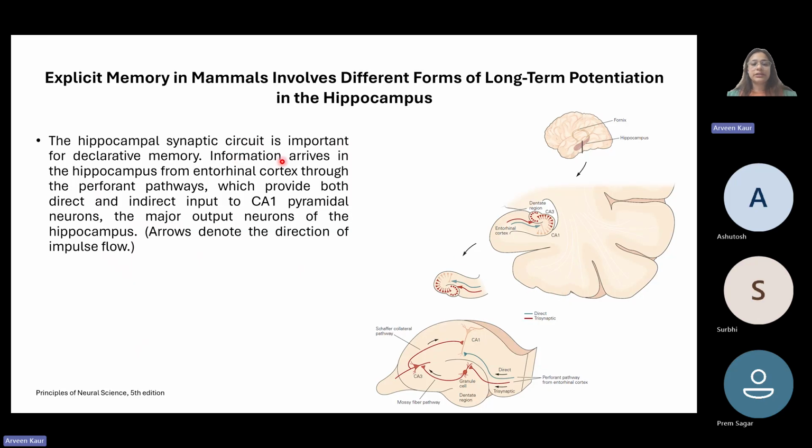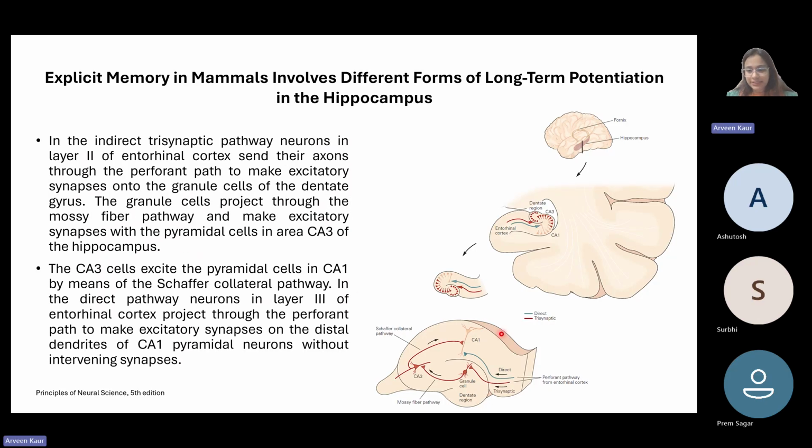The information over here arises in the hippocampus from the entorhinal cortex through the perforant pathways, which provide both direct and indirect input to the CA1 region. This is the CA1 region in the hippocampus. It contains pyramidal neurons, the major output neurons of the hippocampus.